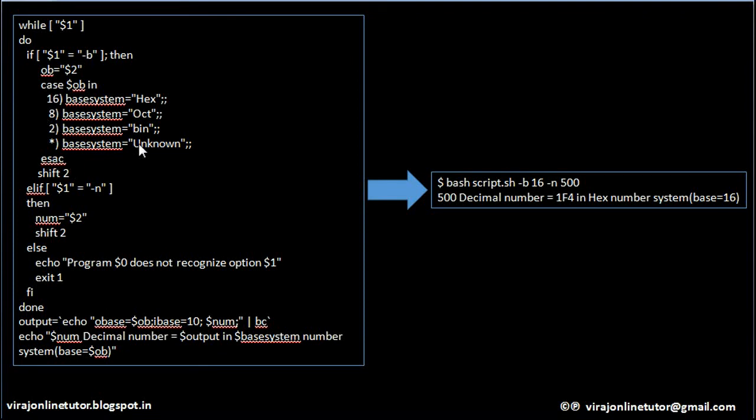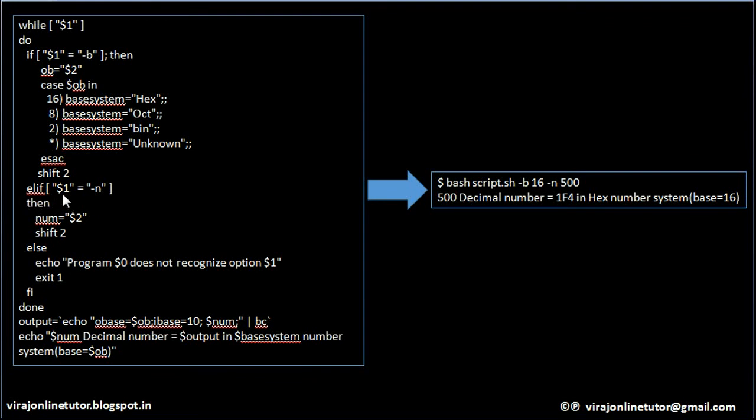After I do that, I shift 2. When I do a shift 2, it will shift the positional parameters two locations to the left. So $1 which was -b, now $1 becomes -n and $2 will become 500 because I am shifting the positional parameters to the left. So after I do shift 2, it will go to the next iteration of the while loop. Now what is the content of $1? Is it -b? No, it is -n now, right? So this if is not true, so it will go to elif.